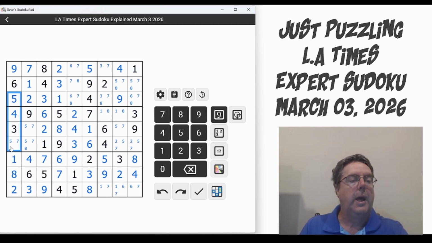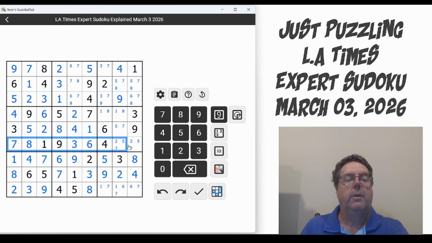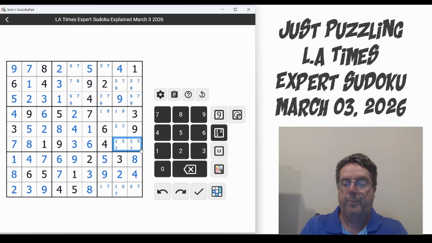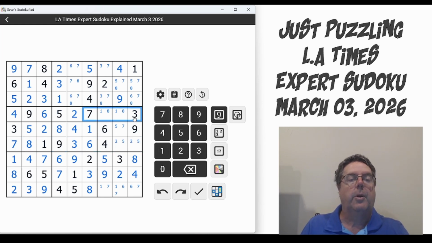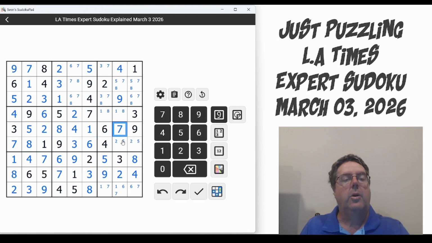Alright, 5 comes down here, so this has got to be a 7. This can't be a 7, so it must be a 5. This can't be a 5 or a 7, so it must be an 8. Coming across here, these can't be a 7. 7 comes across here, 7 comes across here, so this is a 7 here. 2, 5, 2, 5, 1, 8, 1, 8.